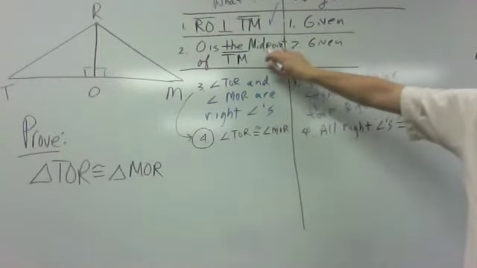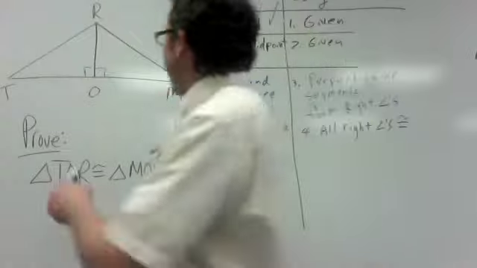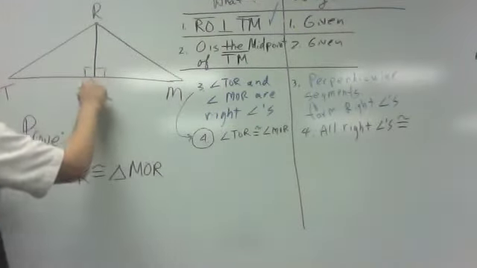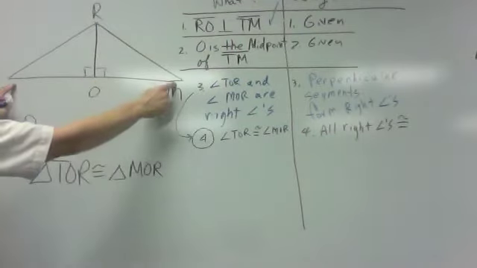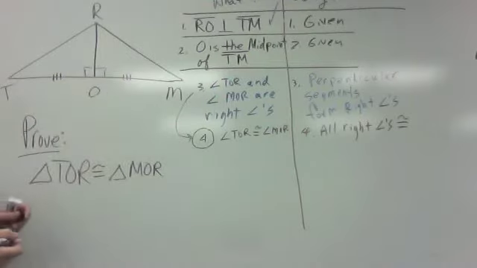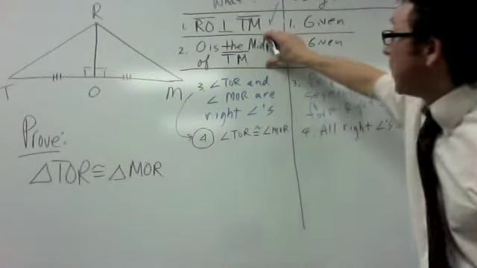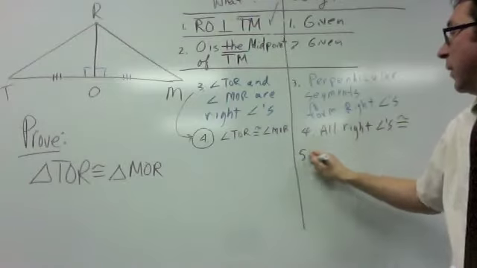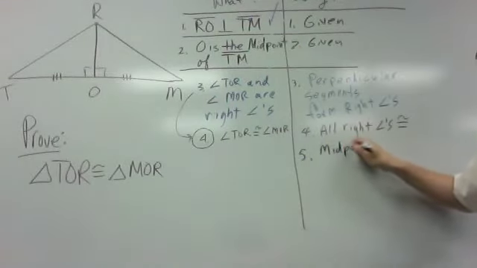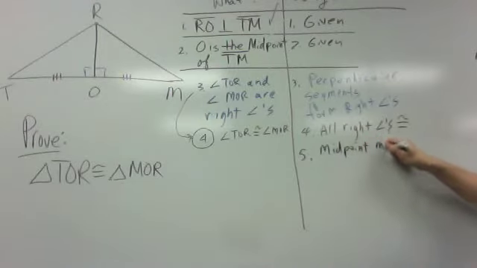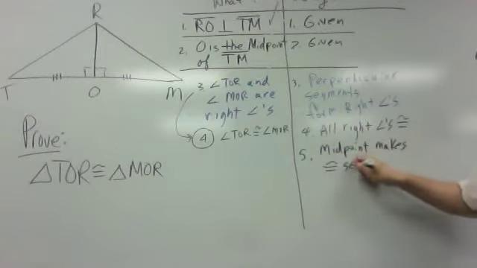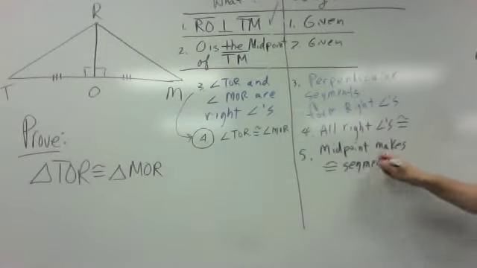O is the midpoint of TM. So I know that O is in the middle of TM. If O is in the middle of TM, that must mean that T to O is the same as M to O. So I'm using this fact to buy something. Because I've got a midpoint, I can spend it. A midpoint makes two congruent segments. That's one way to actually write it. You could write definition of a midpoint.